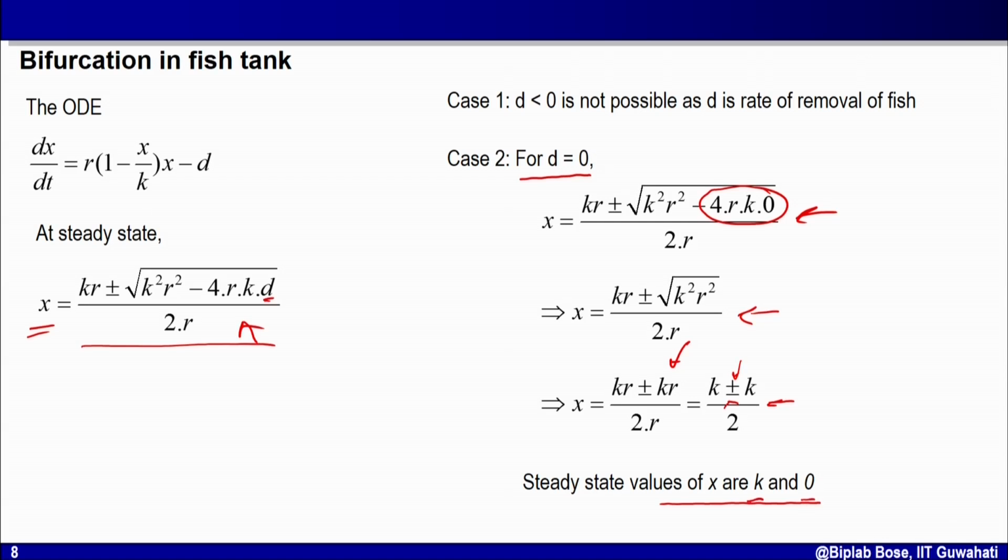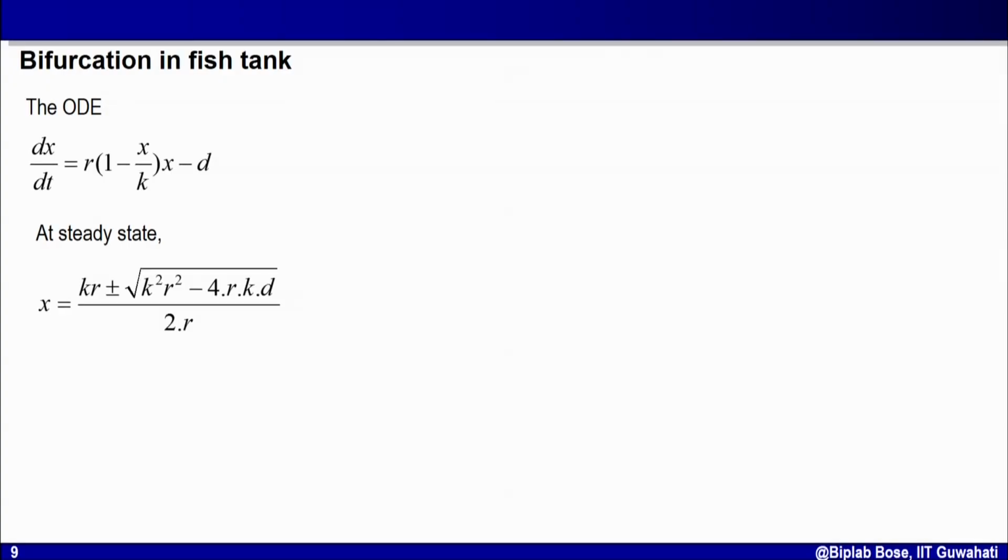So let us look into the third case. We have discussed two cases. One, d is negative, which is not possible. Two, d is equal to 0, where I have two steady states, k and 0. Now I take the third case where d is greater than 0. So here d is greater than 0.